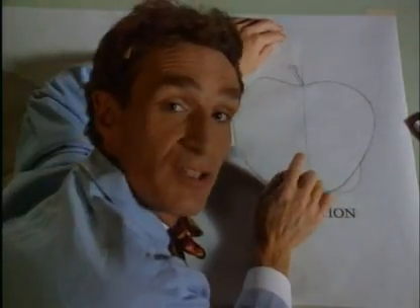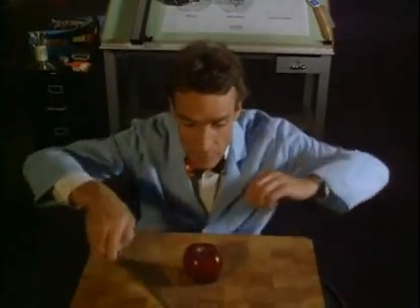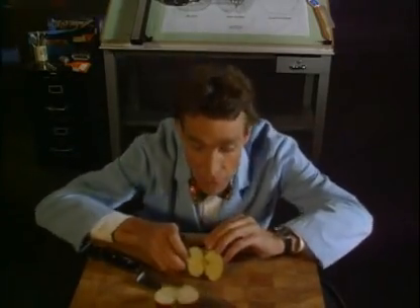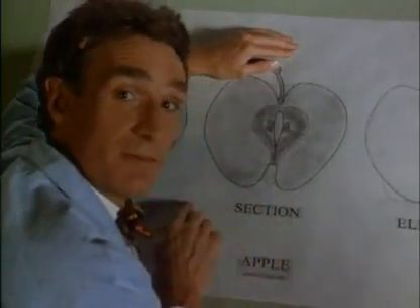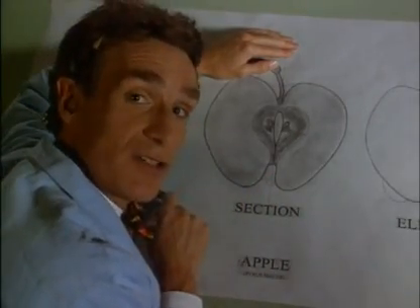Now, you know, there's a lot more to an apple than what we see here. We want to see what's inside. So, we take the apple and we cut it this way. Now we look at it straight on, but we're looking at the inside. And the picture looks like this. This is the inside of the apple.